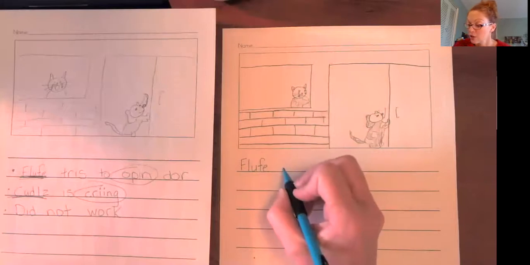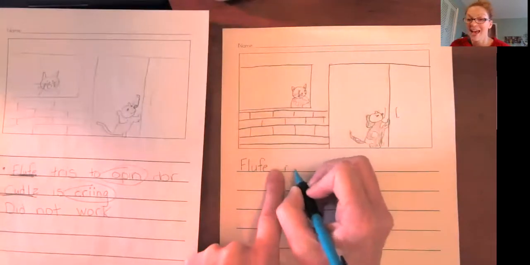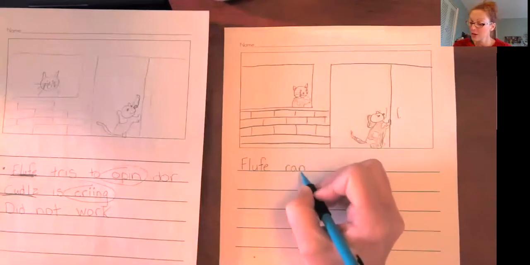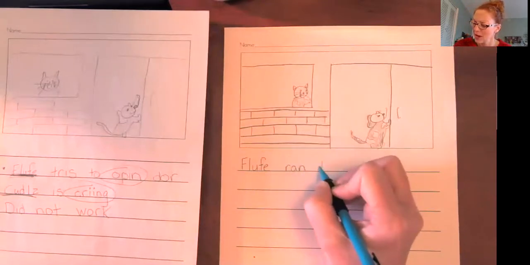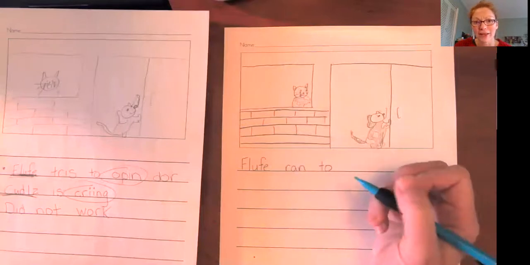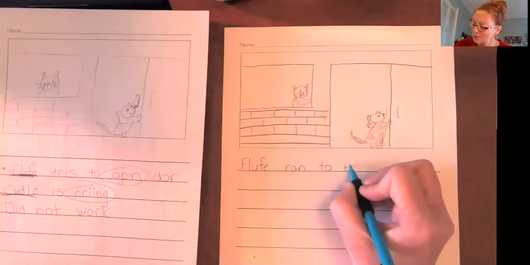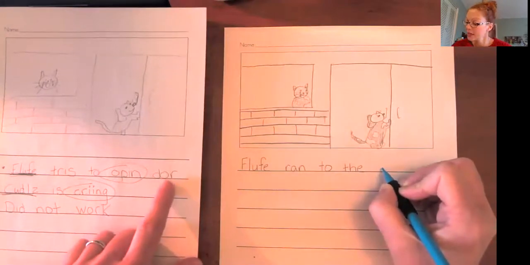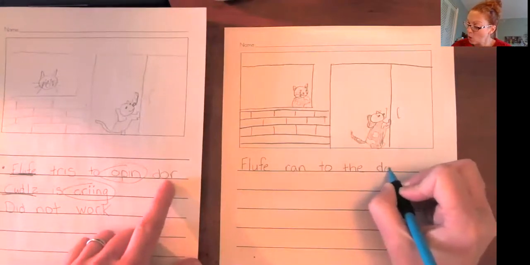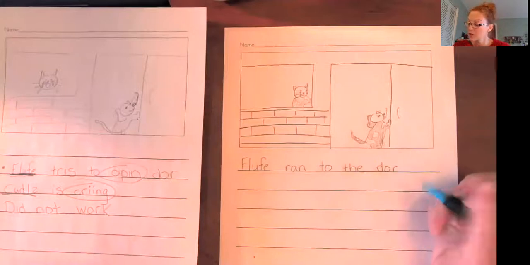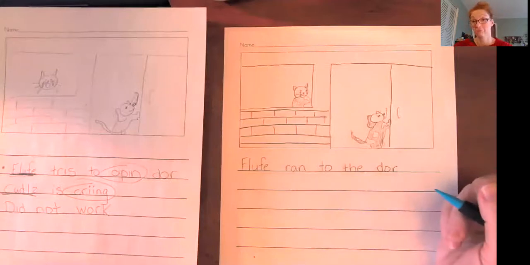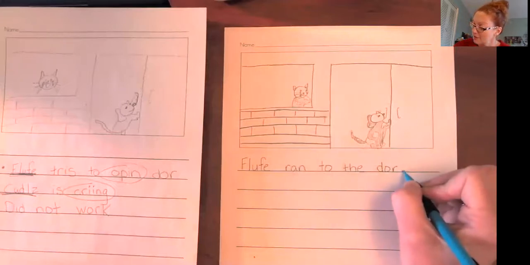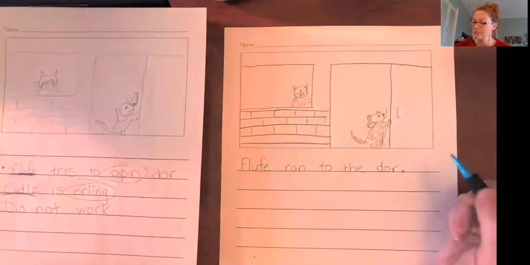Fluffy ran. Ran to the door. Those are power words. I know how to spell those. To the door. And I spelled door right here. D-o-r. Fluffy ran to the door. I'm done with that sentence. So what do I put? A period. Fluffy ran to the door.